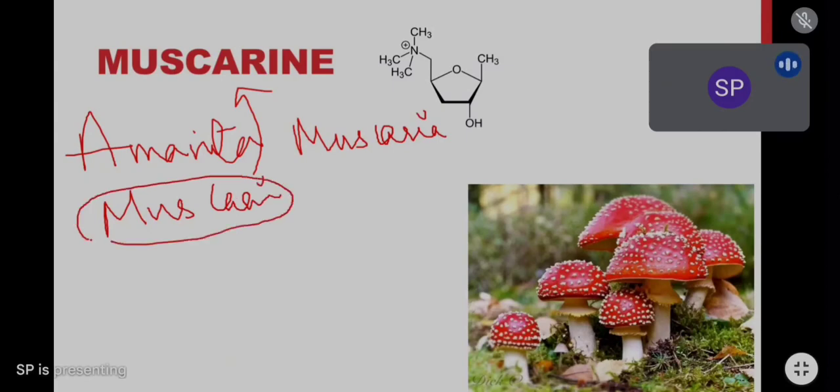So if anybody consumes Amanita muscaria, what should be the treatment? Or first of all, tell me what will be the signs and symptoms if anybody has muscarine poisoning or Amanita muscaria poisoning. If anybody eats this mushroom, what will be the signs and symptoms?